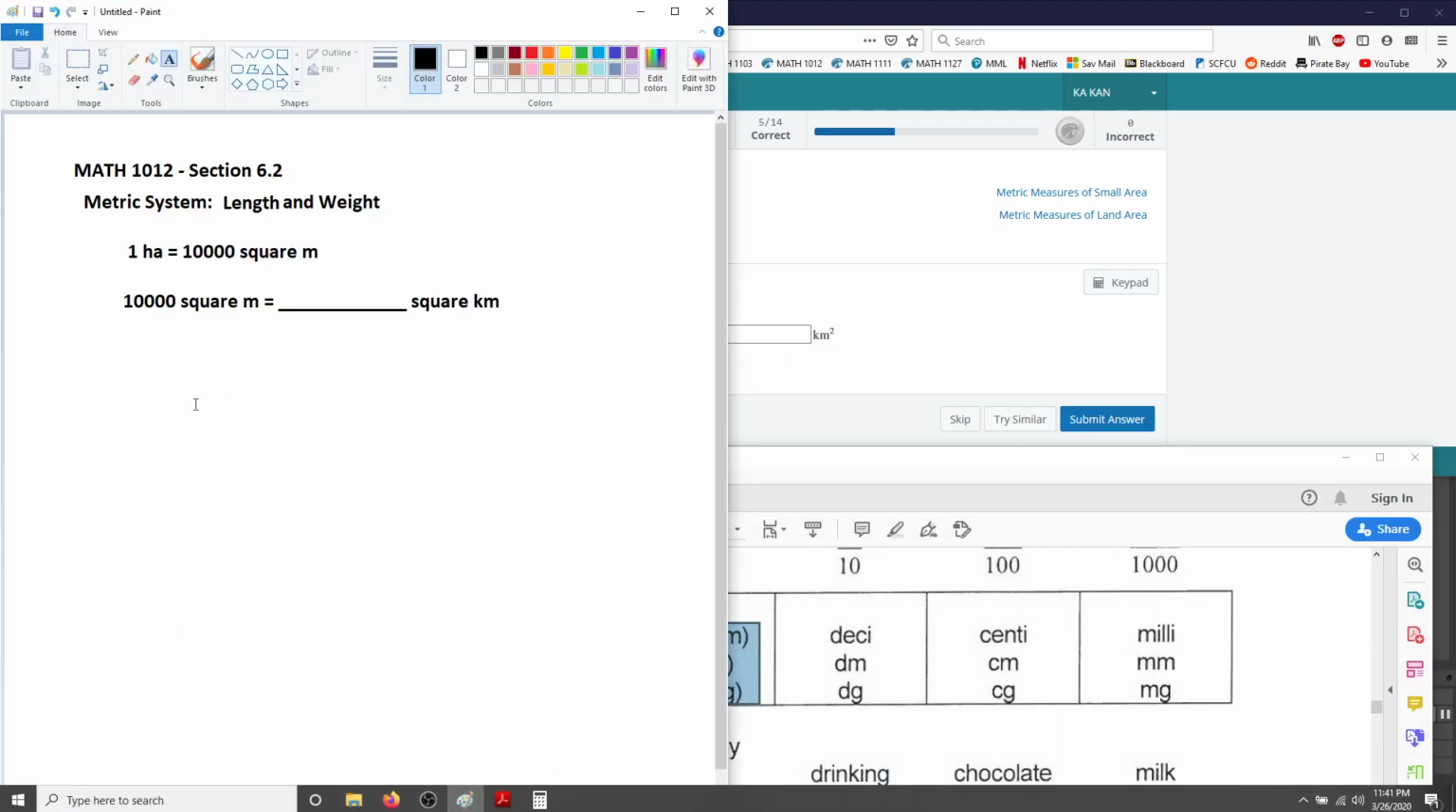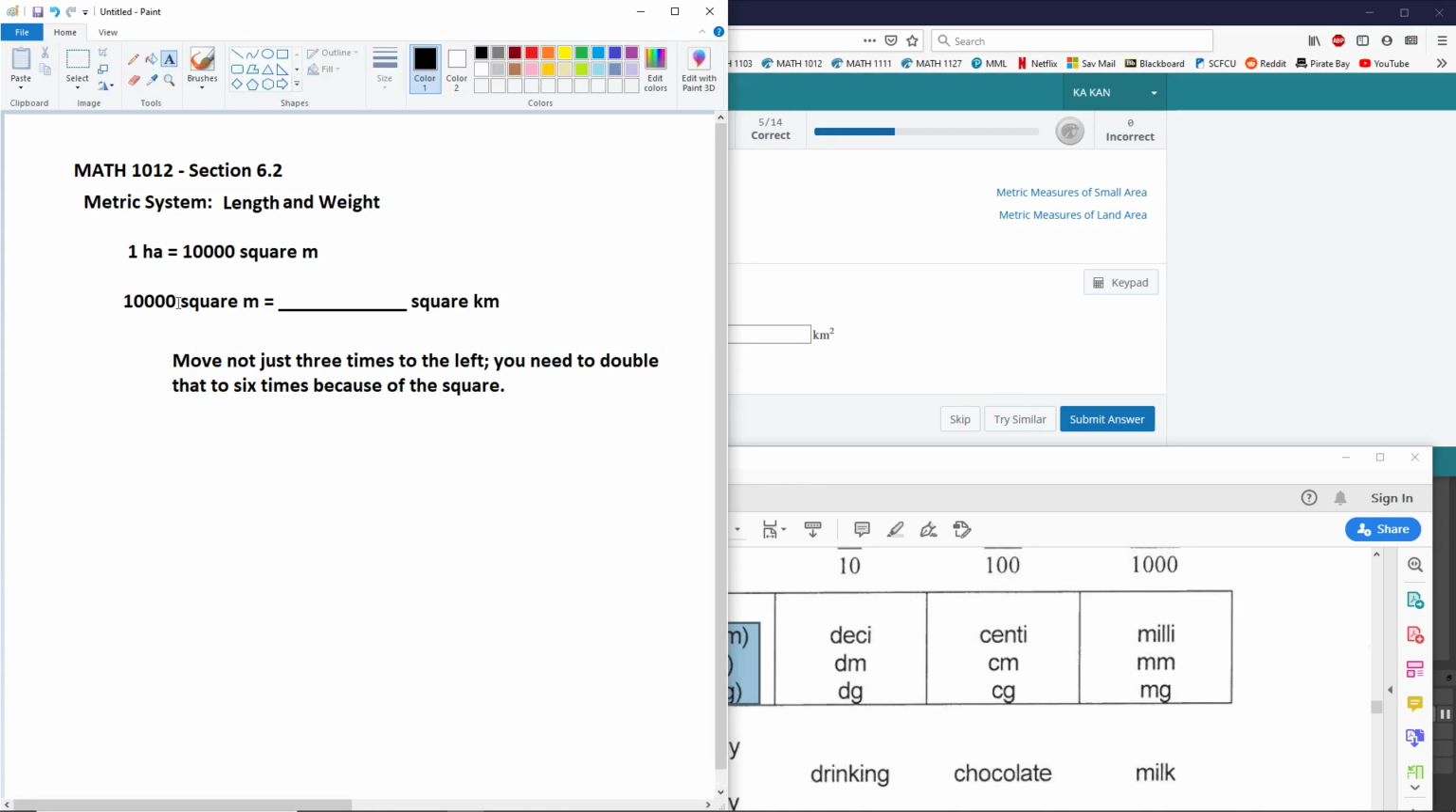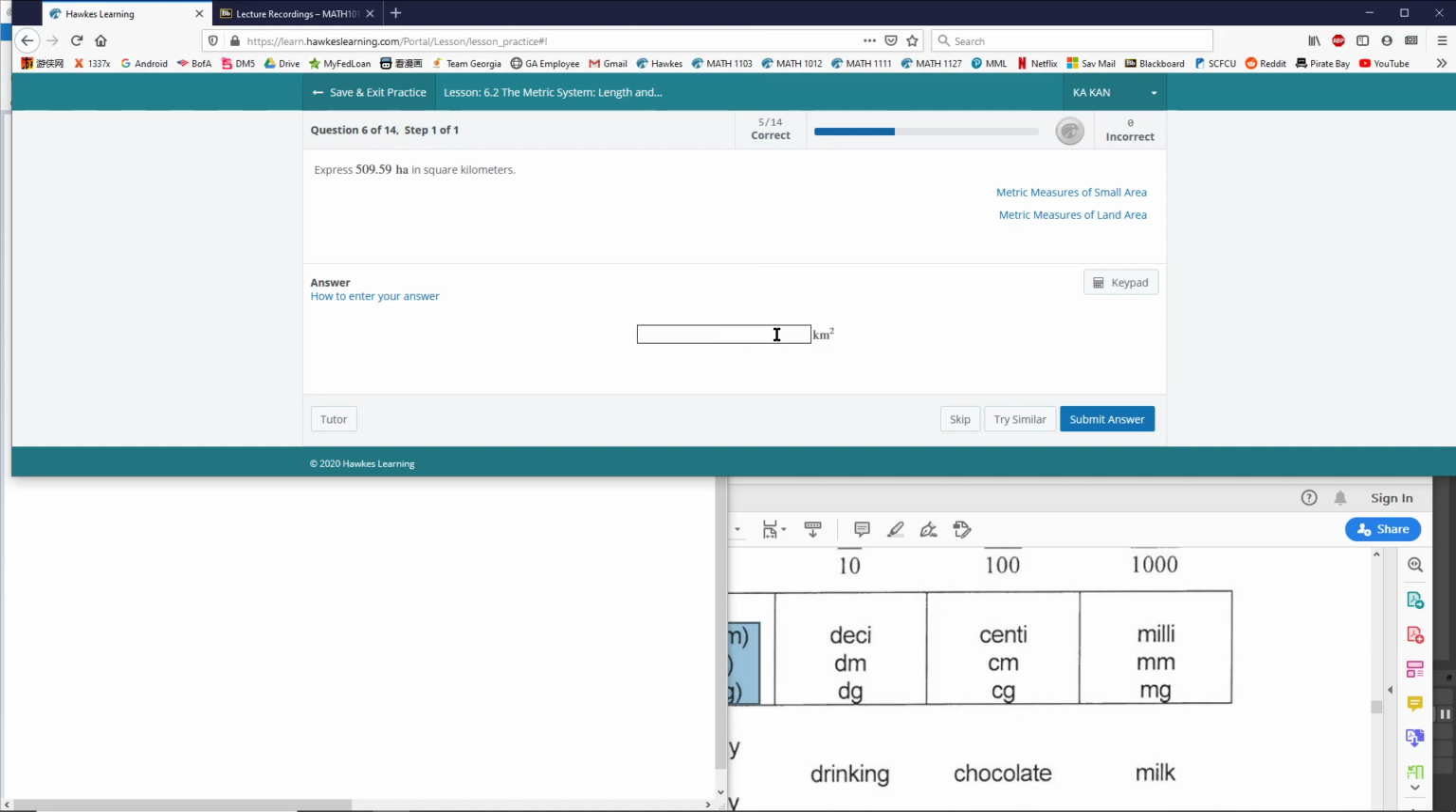However, because this is a square, you have to move not just 3 times to the left. You need to double that to 6 times because of the square. So therefore, you have to move 6 times to the left. Let's see. 1, 2, 3, 4, 5, 6. That should be 0.01.